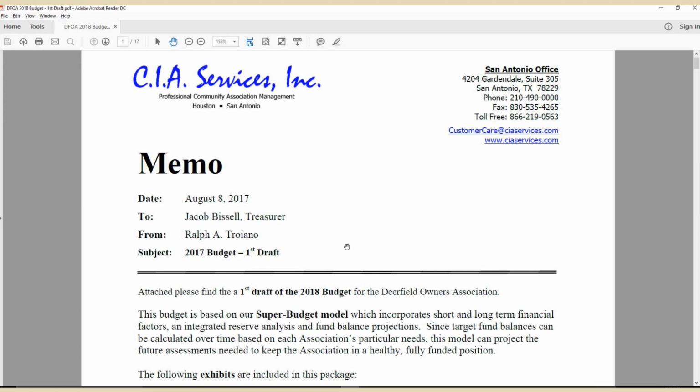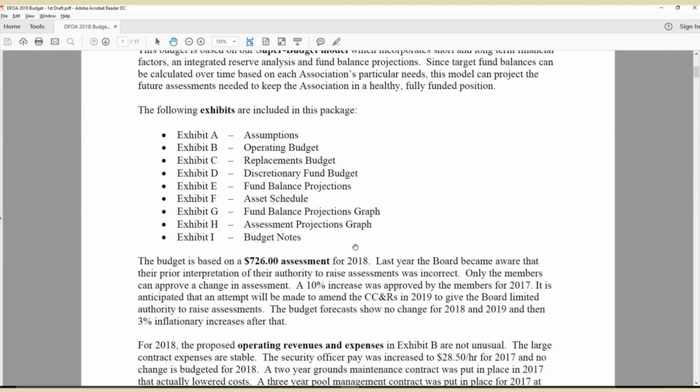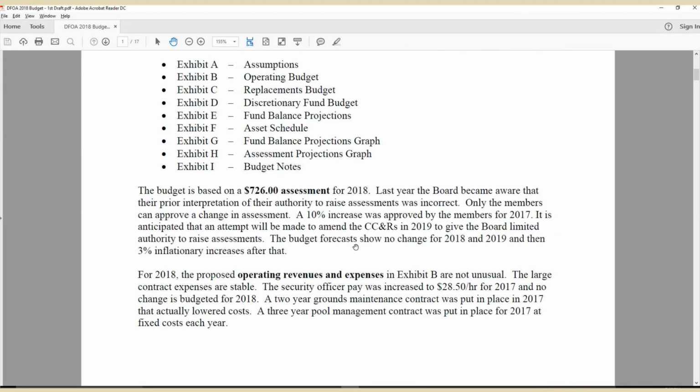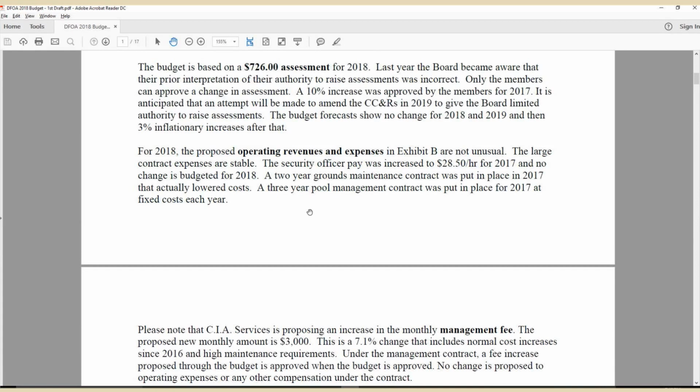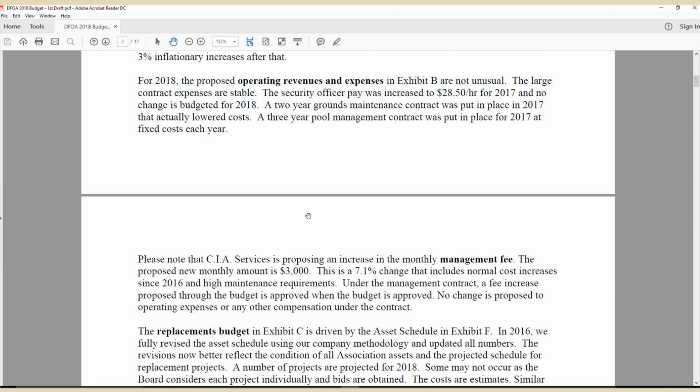So it starts with this great memo that has information about what's included, what is a super budget. It talks about, in this particular case, that this budget is based on a $726 assessment, same as last year. We talk about that there's nothing particularly unusual on the expenses. We did some things last year to adjust some costs. We got some new contracts in place.